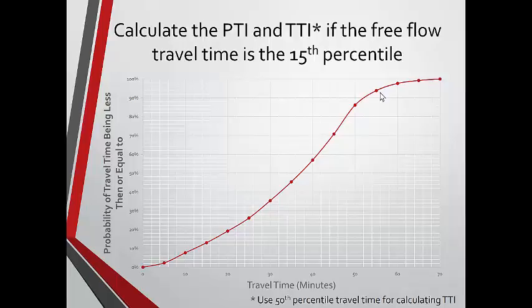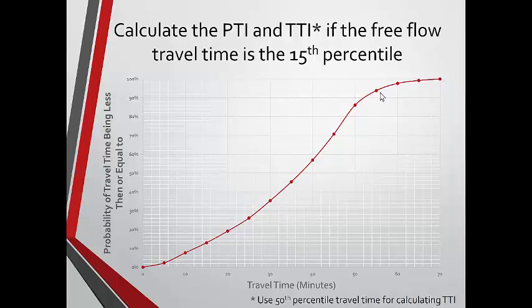My travel time index, my normal delay, is going to be 37, which is my 50th percentile value, divided by 16, which is my 15th percentile value. That gives me a value of 2.3. My planning time index is going to be my 95th percentile, or 56, divided by my 15th percentile, which is 16. And so that gives me a value of 3.5.